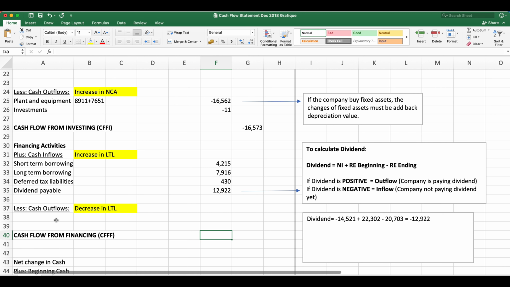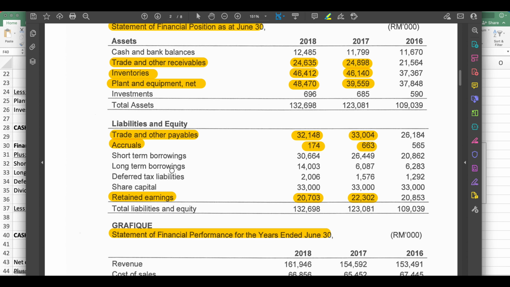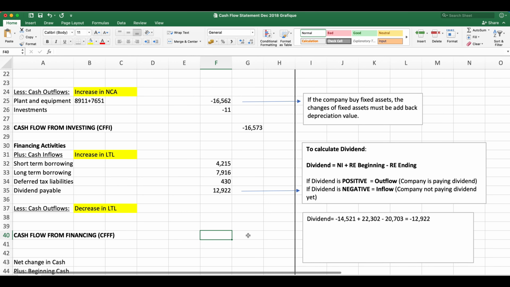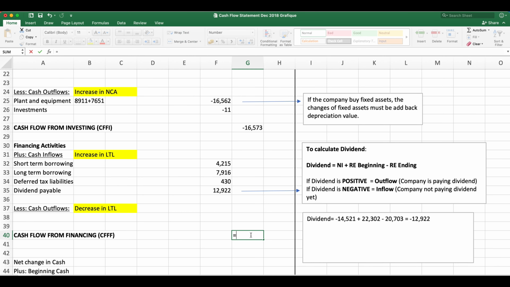Okay, so that we go back to the balance sheet, and there is no more items for the cash flow from financing to be recorded, and then we can total up here is equal to the sum of all of these items. Alright, and then enter, so we will get the cash flow from financing is equal to 25,483.